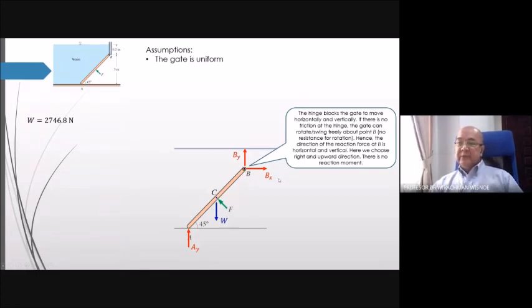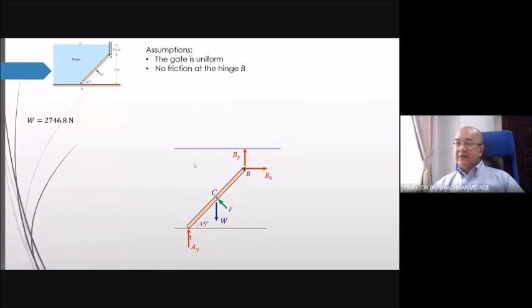If we assume no friction at the hinge, so that the gate can swing freely about B, there will be no reaction moment. Now let's find out the force produced by the water on this left side. For that, we are going to extend the surface of the gate until it reaches the water surface. Let's say the intersection is O. From O, we draw a right triangle.